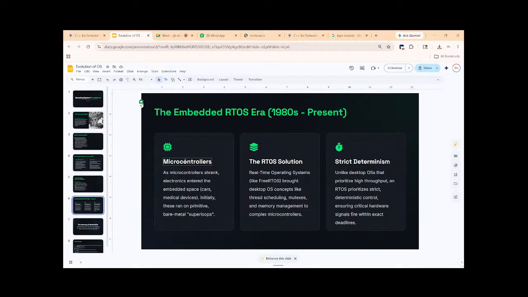These electronics entered into the embedded space, like we have cars, medical devices, or some type of military applications. So like missiles, they are also now entirely based on electronic chips.